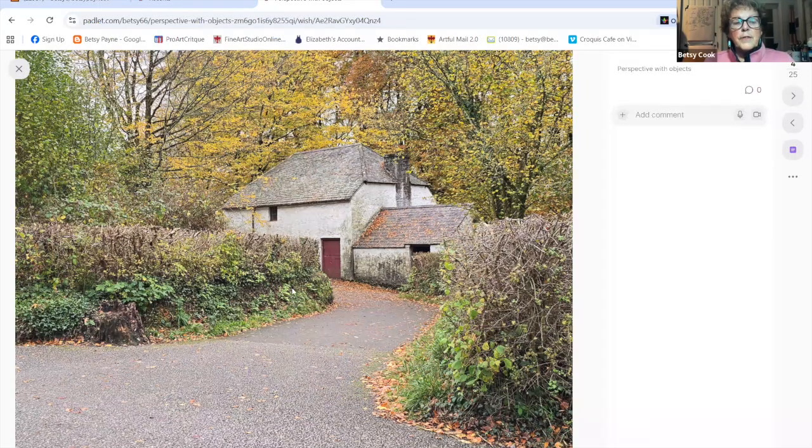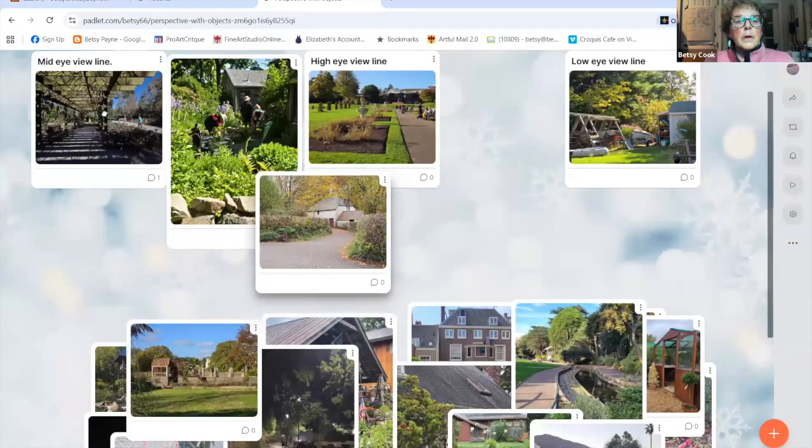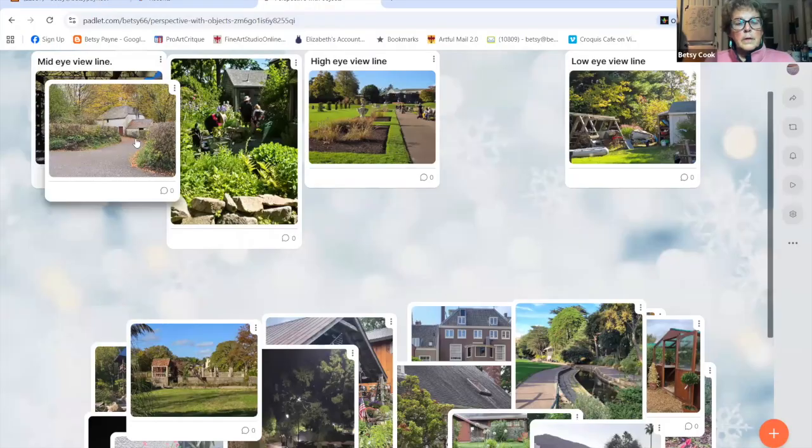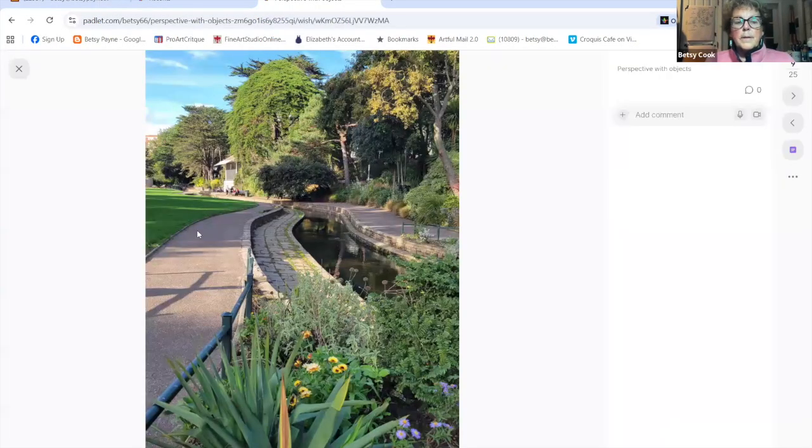Okay, that's a definite middle. This middle right there. Okay, let's try this one. Let's try this guy. Oh boy. But that's high. That's obviously high.